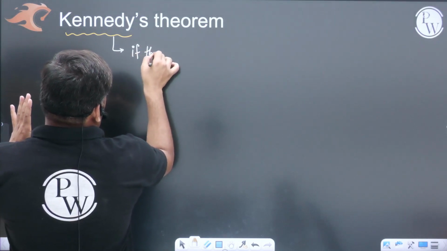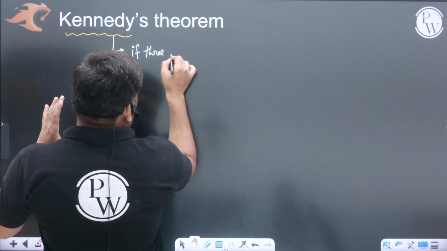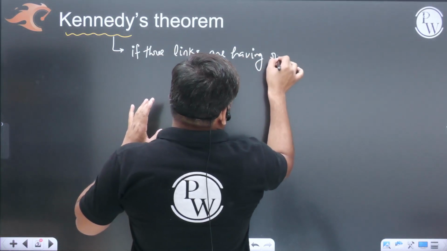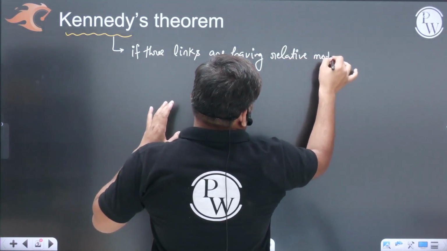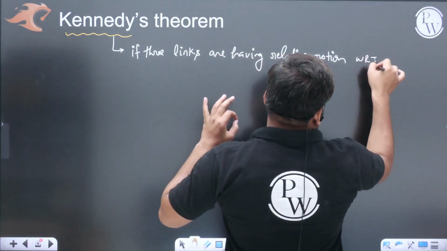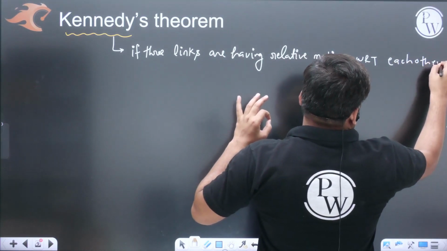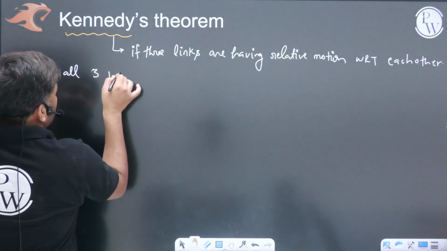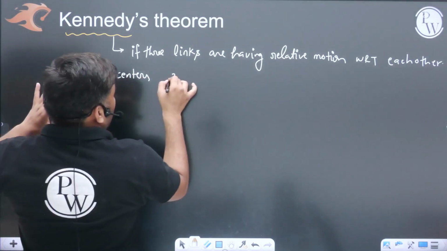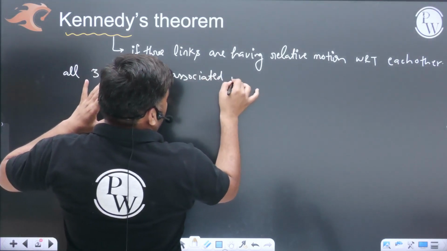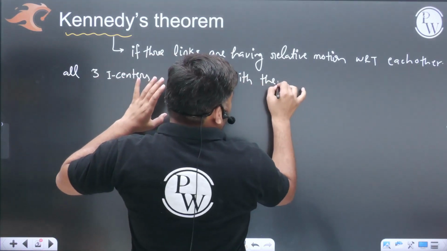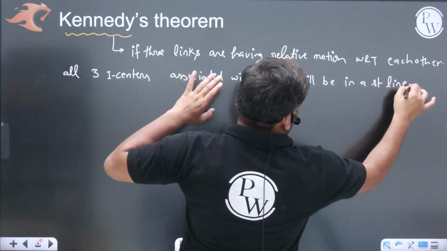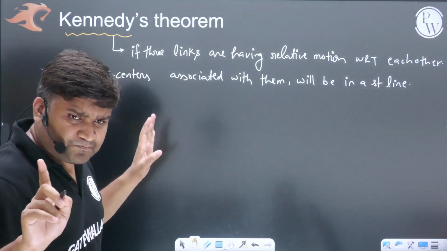Any three links which have relative motion with respect to each other, then all three I centers associated with them will be in a straight line. They have to be in a straight line. They don't have any other choice. Is it clear?